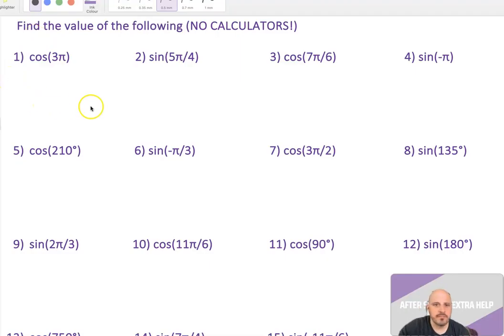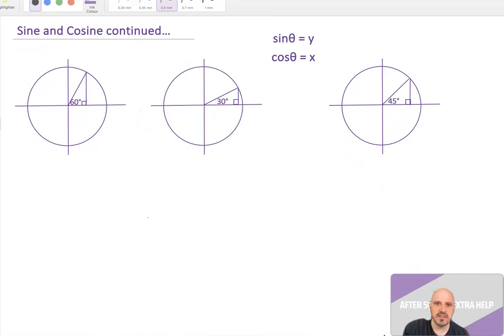Hey, welcome back. So today we're going to find some more values of sine and cosine around our unit circle. If you're ready to work on those and you want to practice, skip ahead to when I start practicing and try them out yourself. But first, I just want to remind us where some of these numbers come from.